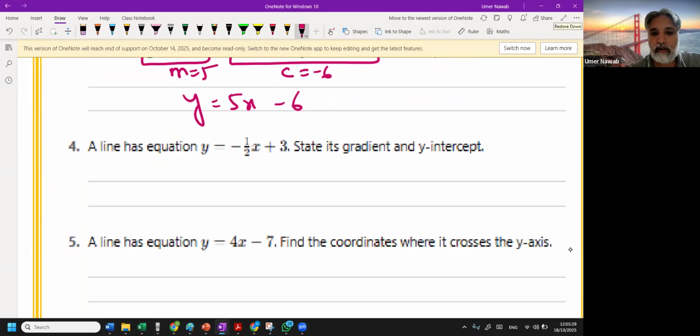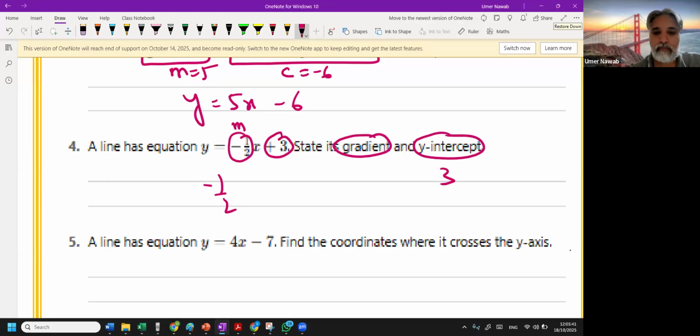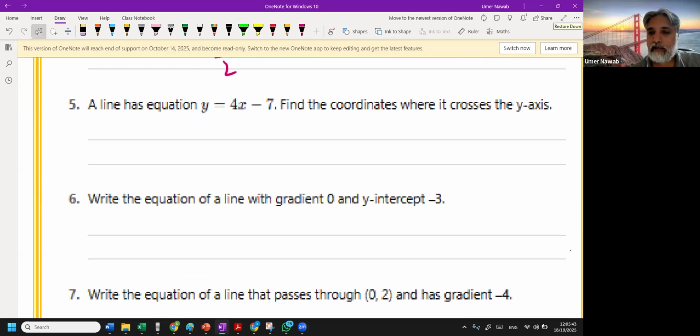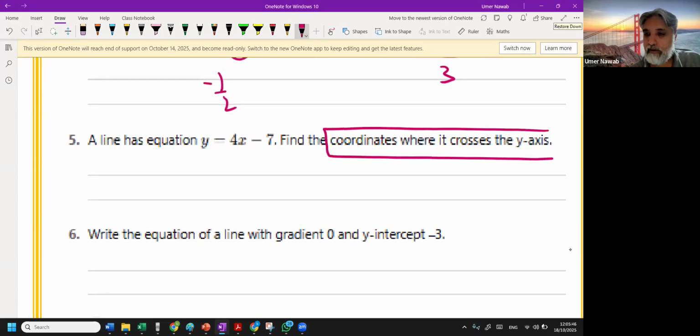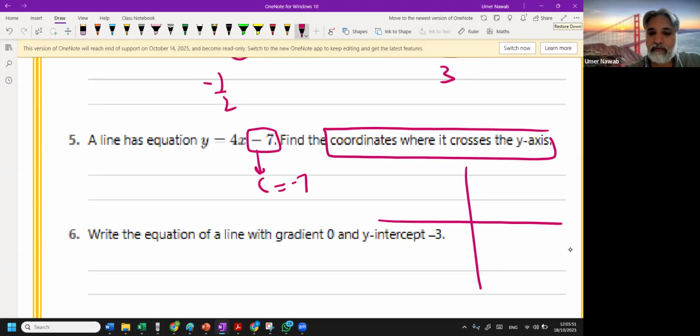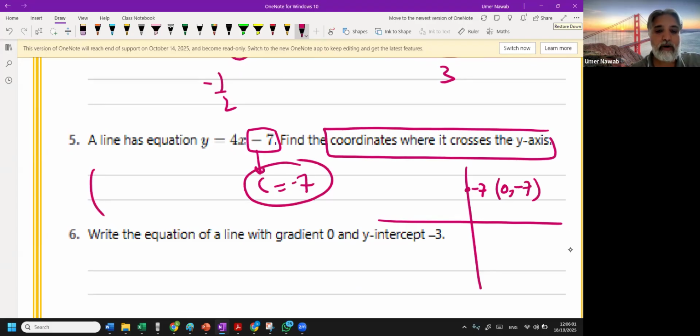Now the guy has written the equation in y is equal to mx plus c form. So your m, your gradient, is minus 1 over 2, and your y-intercept is 3. Now I need to write the coordinates where the line cuts the y-axis. Okay, our c is -7, but these are not the coordinates. So can I write -7 in coordinate form? The x-coordinate is always 0 on the y-axis, so the coordinates of the y-intercept are always (0, -7).